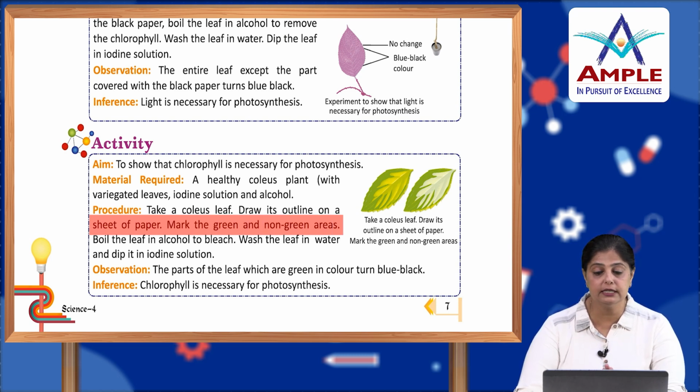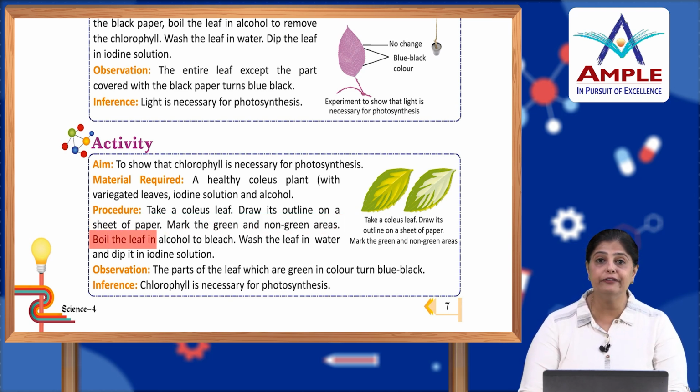If you look at this leaf, it is a shaded leaf, like it has a shade of green and yellow in it. Now, what you will do is mark the green and non-green areas and then boil the leaf in alcohol to bleach it. Wash the leaf in water and then dip it in iodine solution. Your observation would be that the parts of the leaf which are green in color will turn blue-black.